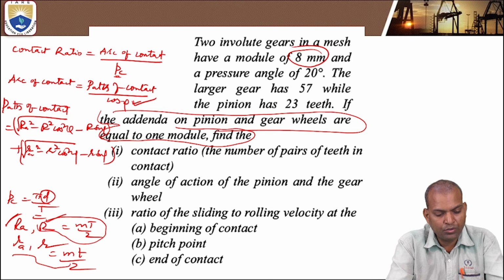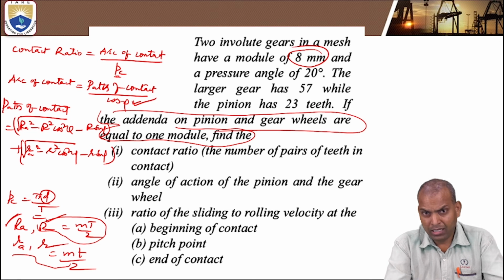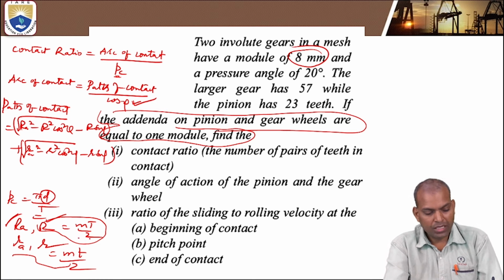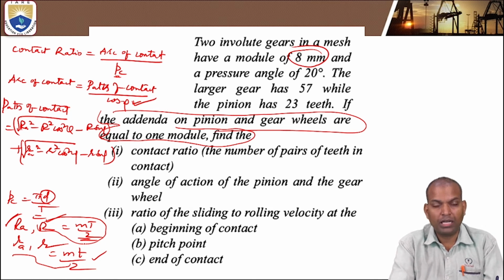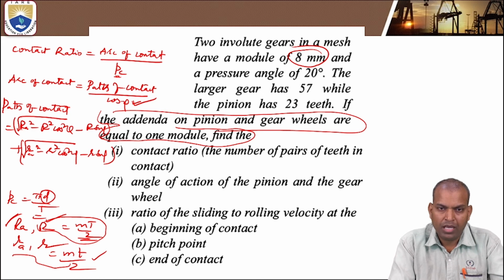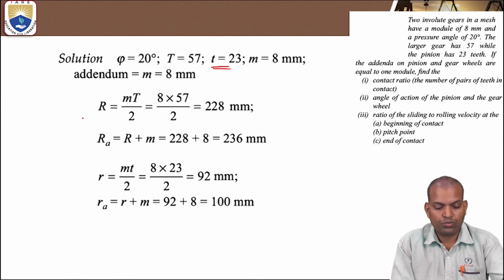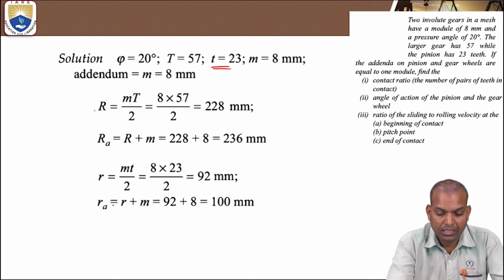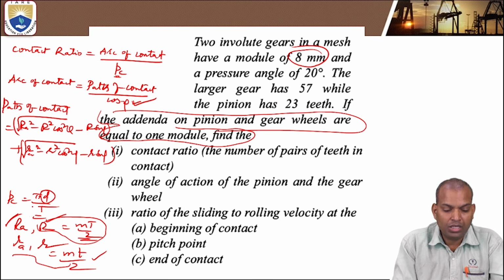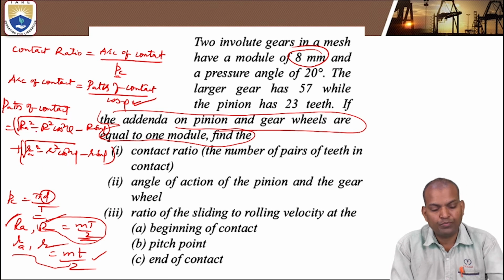Here the known value in the path of contact is phi. That's it. The unknown values are RA and R. How do RA and R come from the known values? That is m into capital T by 2, m into small t by 2. Thus, we can find the unknown values from the given data, using the formula according to the data. That is why we are solving for capital R and small r: it is the requirement for us, in order to crack the objective of contact ratio.